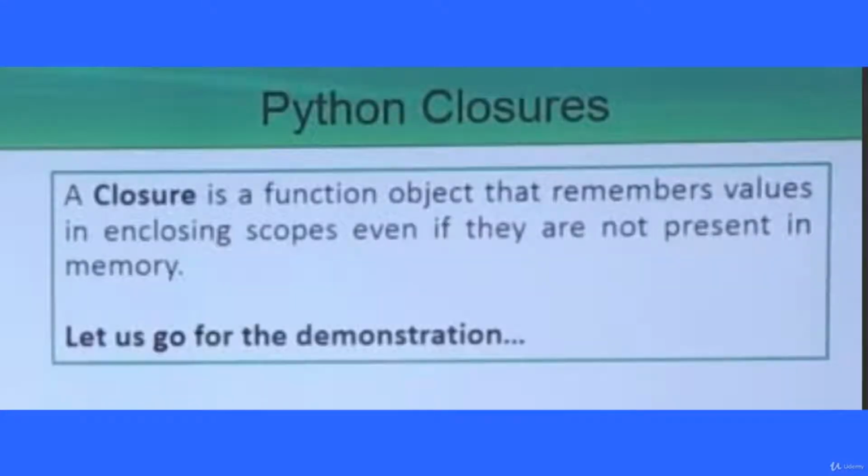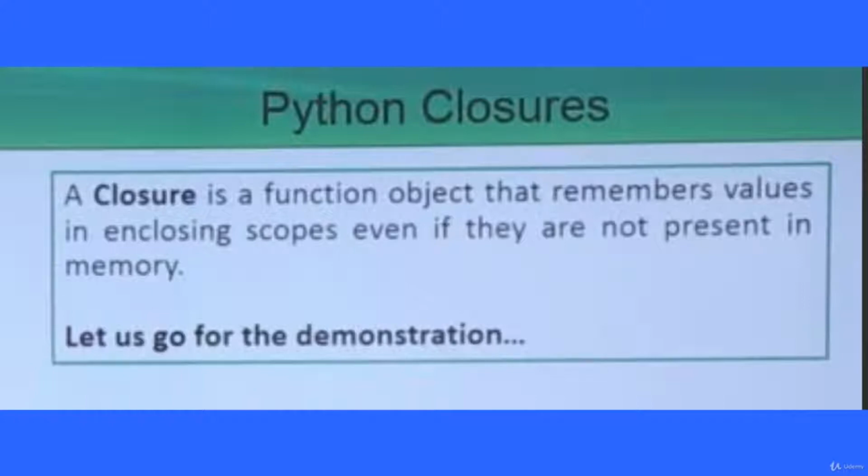We are going to discuss Python closures. In this session, at first we shall define what a Python closure is, then we shall explain it with one demonstration for understanding. Here is the definition of a Python closure: a closure is a function object that remembers values in enclosing scopes even if they are not present in memory. To have better clarity, let us explain it with one practical demonstration to implement these closures in Python.